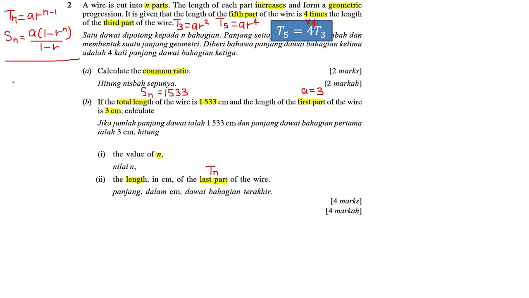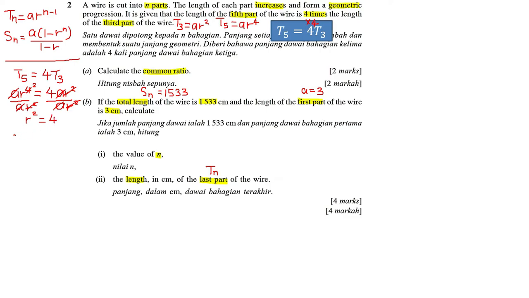Alright, I will show you first how to solve this question by using the formula. T5 is equal to 4T3, and T5 gives us ar^4, T3 gives us ar^2. We can actually divide both sides by a, then the a will be cancelled off already. We can divide by r^2 also in order to eliminate the r^2 here. And the r^4 will become r^2. So that will give us r^2 equals 4.